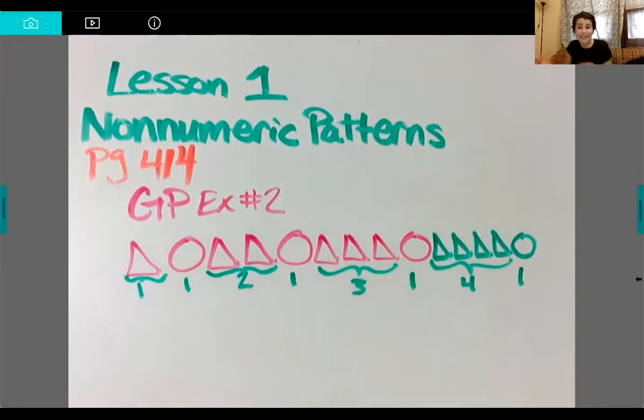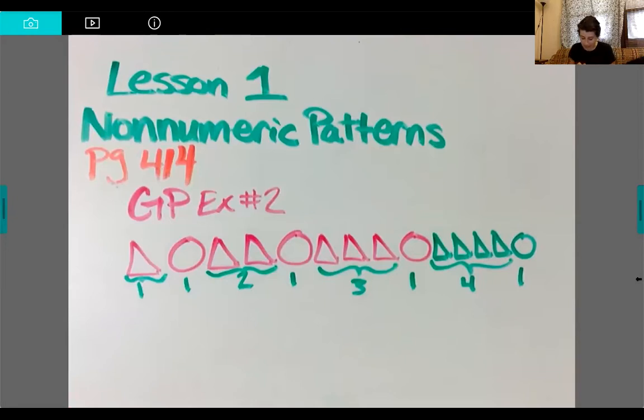And if my pattern extended one more unit, how many triangles, how many circles would I add? My next unit would have 5 triangles and 1 circle. Very good.